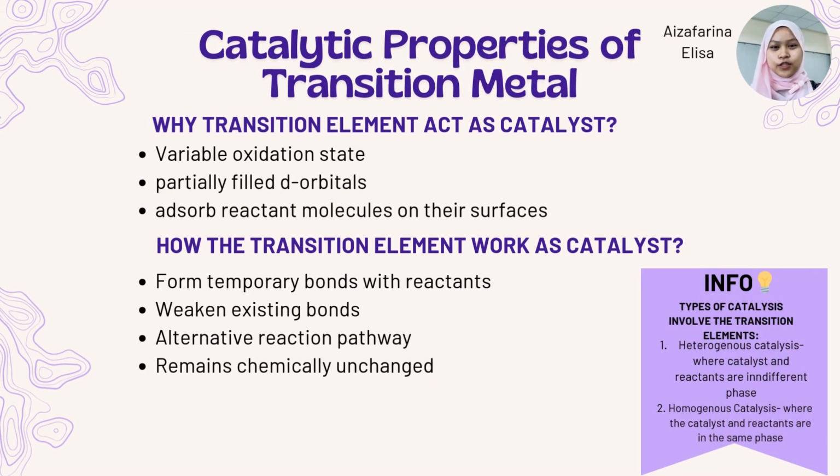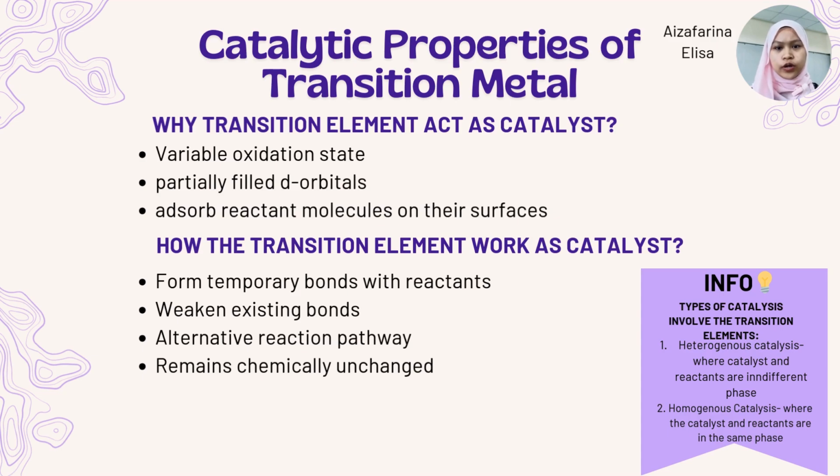So, I'm going to talk about the catalytic properties of transition elements. Firstly, what is a catalyst? A catalyst is a substance that speeds up a chemical reaction without being used up or permanently changed at the end of the reaction. The transition elements are good catalysts because they have variable oxidation states. Second, they have partially filled d orbitals, and they can also adsorb reactant molecules on their surfaces.